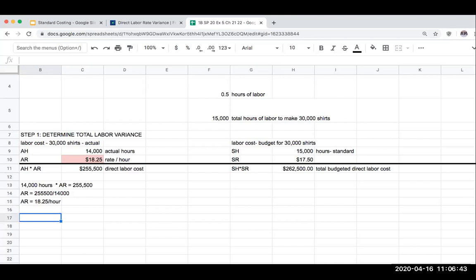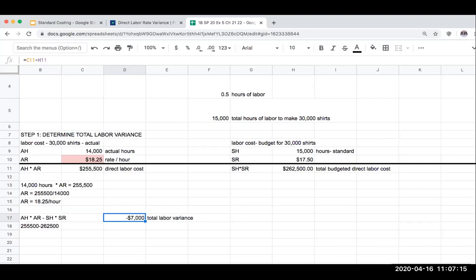So the first thing I'm doing, my step one, is figuring out my total labor variance, which is going to be my actual hours times my actual rate, less my standard hours times my standard rate, or 255,500 minus 262,500. And over here, my total labor variance is negative 7,000.